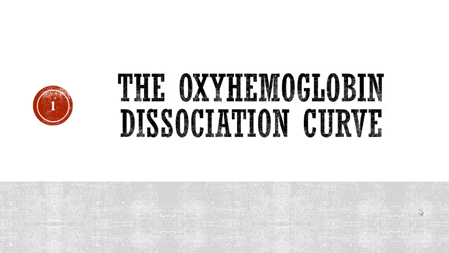So the oxyhemoglobin dissociation curve, the oxyhemoglobin, that term just comes from the fact that the hemoglobin is filled with oxygen. Hemoglobin is a bus that carries lots of different gases. When it's filled with oxygen, it becomes an oxyhemoglobin. When it's filled with carbon dioxide, it's a carboxyhemoglobin. So just know that that's where that comes from.